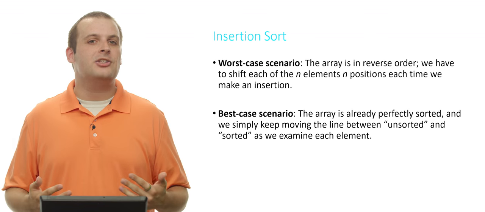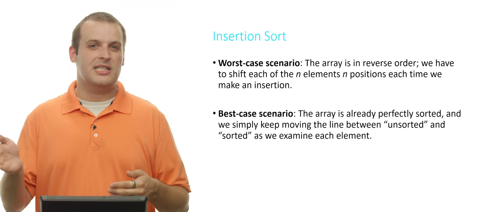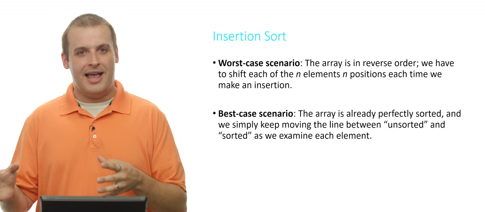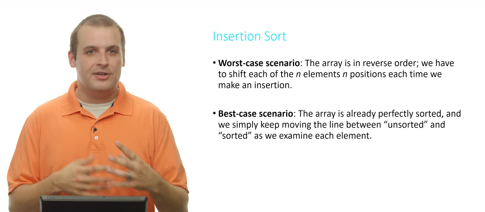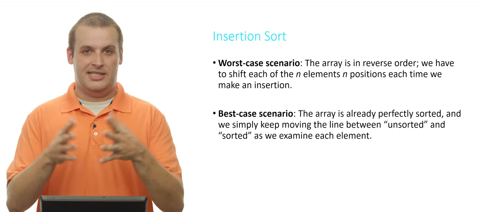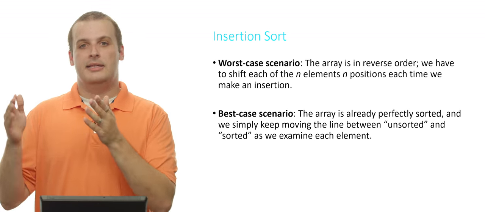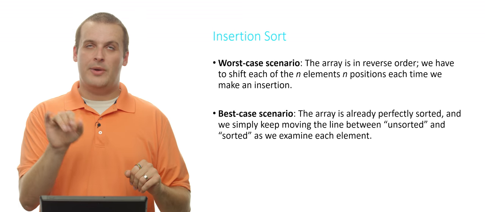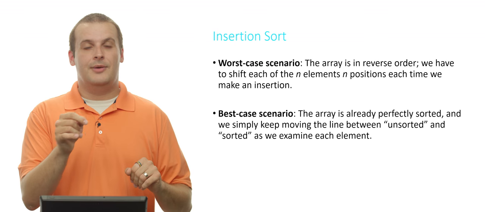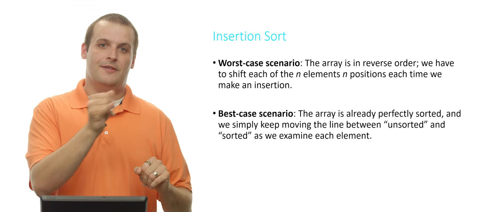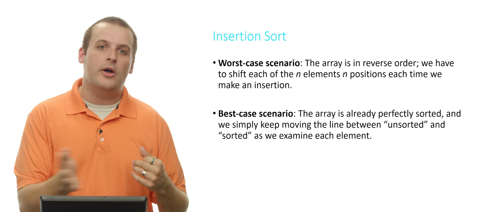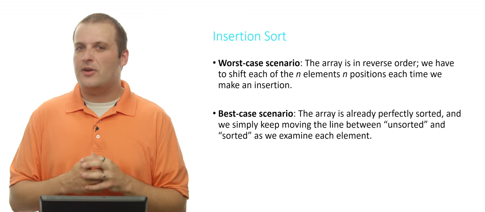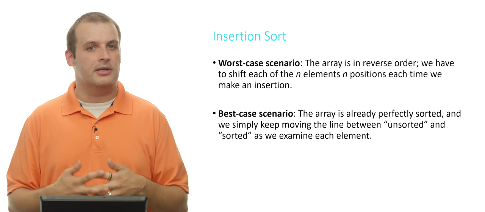So for example, imagine that the array is in reverse order. So it's 6, 5, 4, 3, 2, 1. In that case, we have to shift each of the elements n positions every time we want to make an insertion. So we see this 6, 5, 4, 3, 2, 1 array. The 6 is good. Then we see the 5, we have to shift the 6 over. Then we see the 4, we have to shift the 6 and the 5 over. Then we see the 3, we have to shift the 6 and the 5 and the 4. So we just keep getting worse. We have to keep making all these shifts, and each one of those costs us. So even though this looks and feels very different than a bubble sort or a selection sort, this is still n squared, unfortunately.